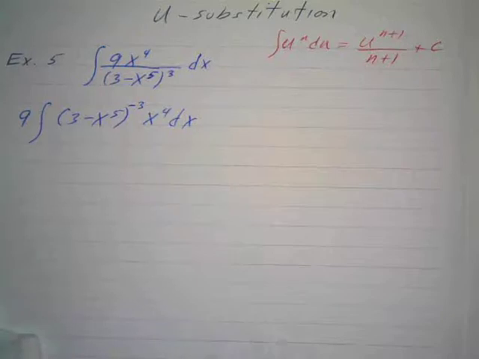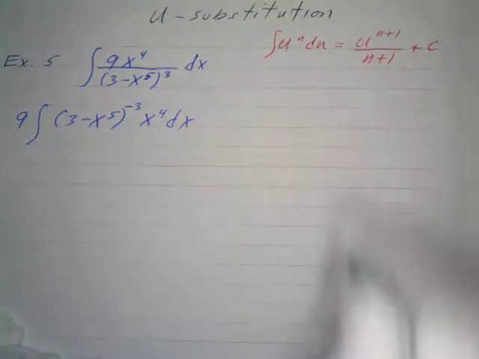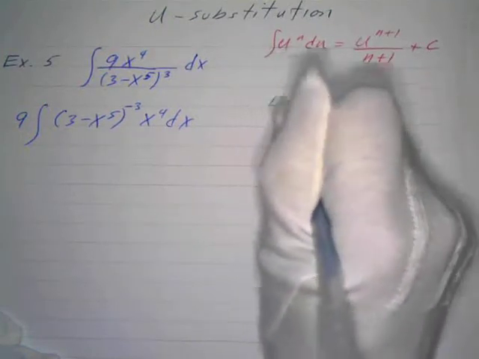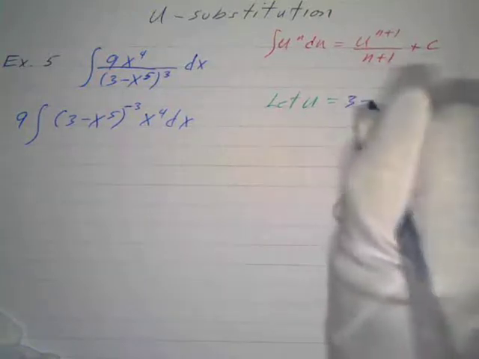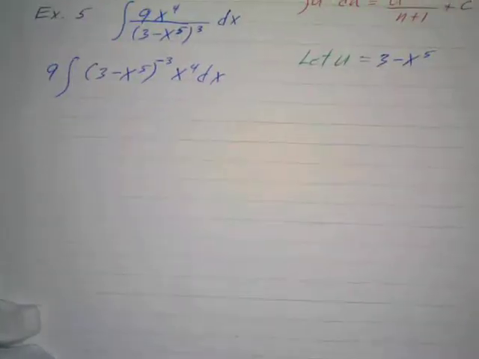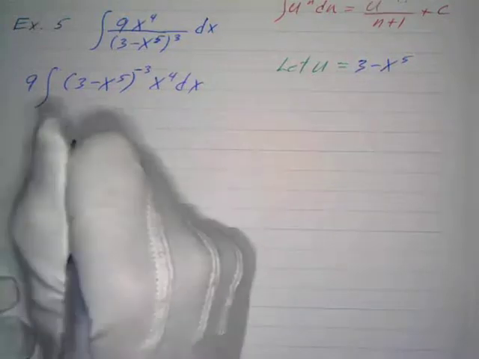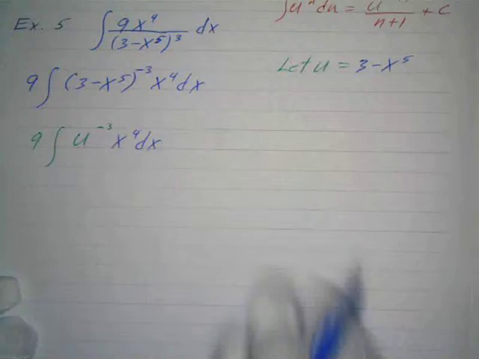So this is a lot nicer. This is a little bit more like what we're looking for to set it up to be u to the n. So now we just have to determine what our u is. Our u is whatever's raised to a power, and that's going to be 3 minus x to the fifth. So we'll let u equal 3 minus x to the fifth, and we can make that substitution. So now we have 9 times my integral of u to the negative 3 and x to the fourth dx.